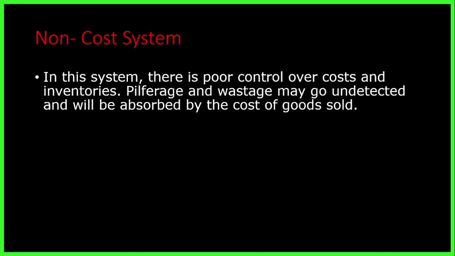In this system, there is poor control over costs and inventories. Pilferage and wastage may go undetected and will be absorbed by the cost of goods sold. So if we have, let's say, loss during the production, or something was lost or damaged, everything will be absorbed by your cost of goods sold. Okay, so those are the important features of non-cost system. Although it is a non-cost system, all the necessary costs are still there, and we need to understand them so we can better understand the major costing systems, which are your job order costing and process costing.